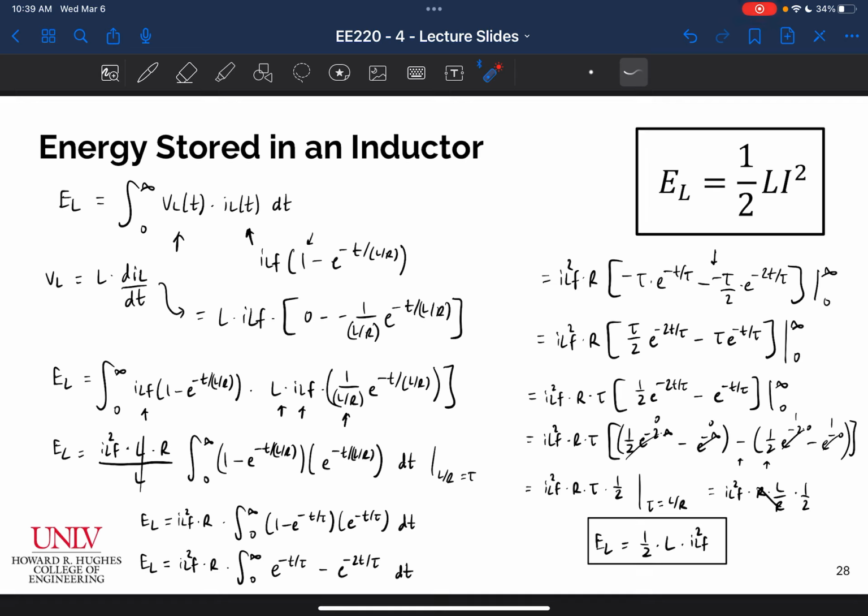And in the next video, let's go ahead and solve a quick example where we utilize this equation to determine the energy stored in an inductor.